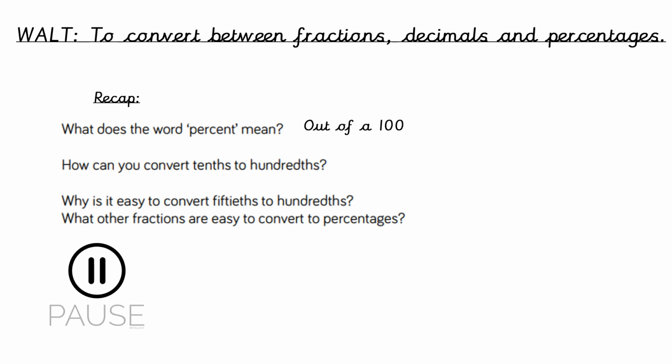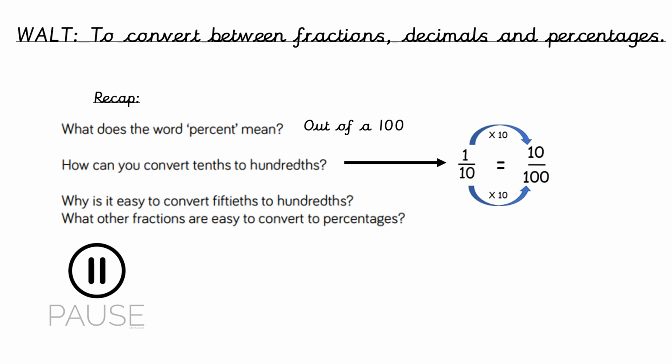Okay, so the word percent means out of 100. So per means out of, and then cent means 100. So how can you convert tenths to hundredths? Well, tenths is obviously out of 10. Hundredths is out of 100. So to convert from tenths to hundredths, you're multiplying the denominator by 10. So you also multiply the numerator by 10.